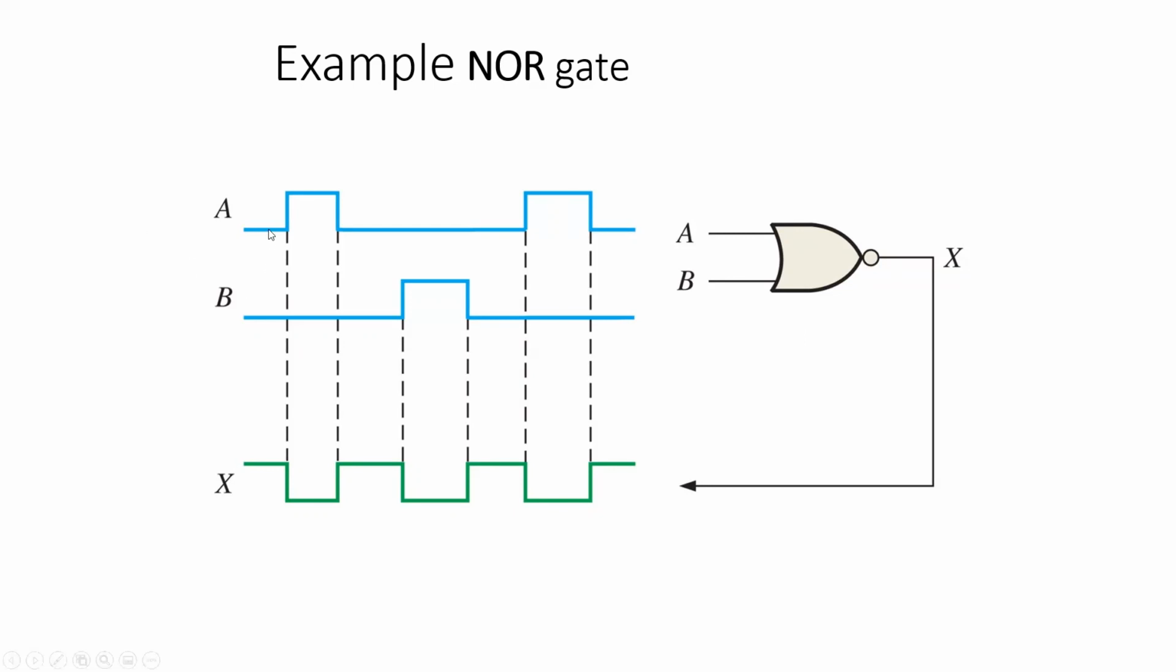In the first time period, they're both low. A and B are low, which means output is high. When A goes high, it means that output goes low. Again, A and B are low, so output is high. When B goes high, output goes low. Again, A and B are low, which means output is high. And finally, when A goes high, output goes low.